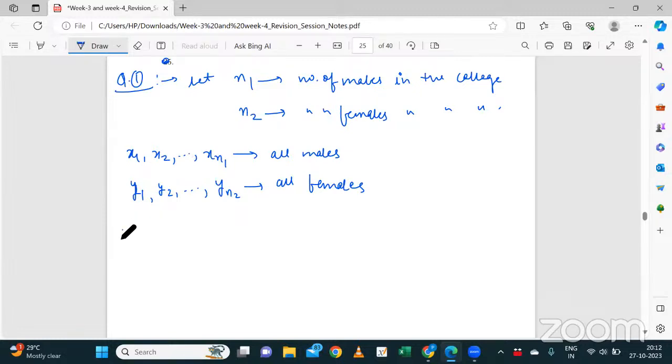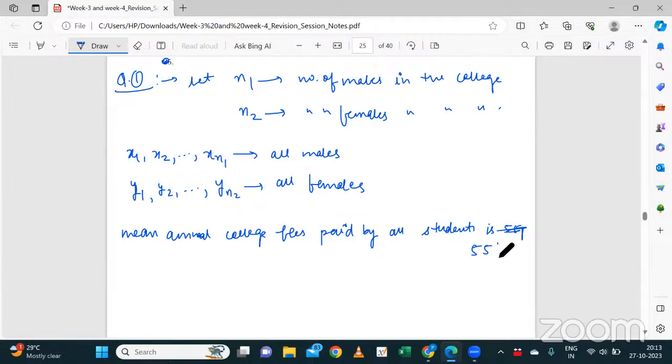Correct? Yes, sir. So the mean annual college fees paid by all students is how much? 55 lakh, correct? Yes, sir. So it is 55 lakh.